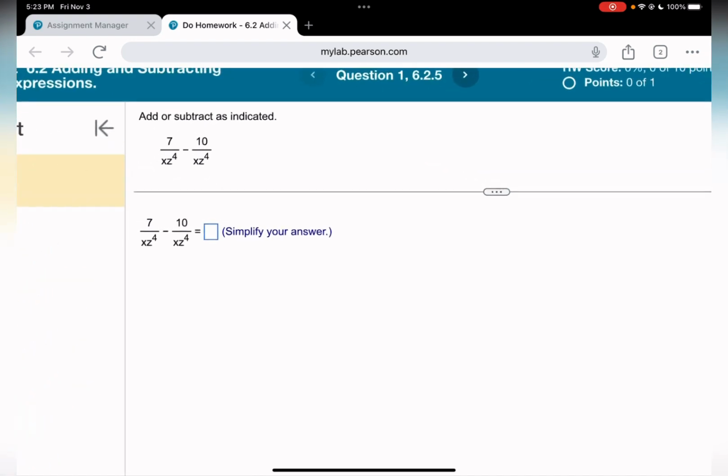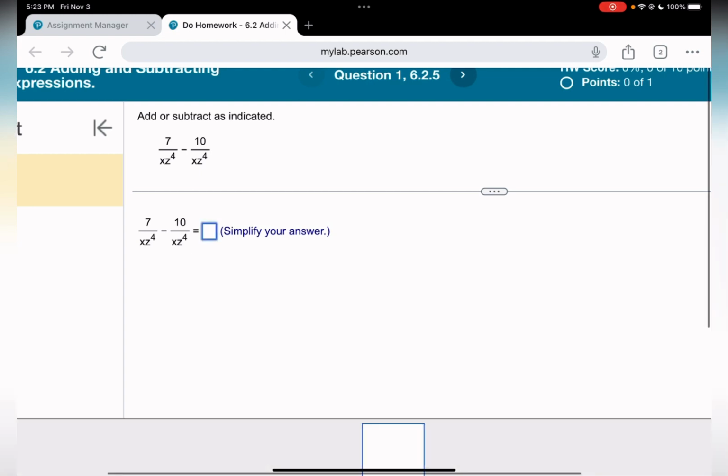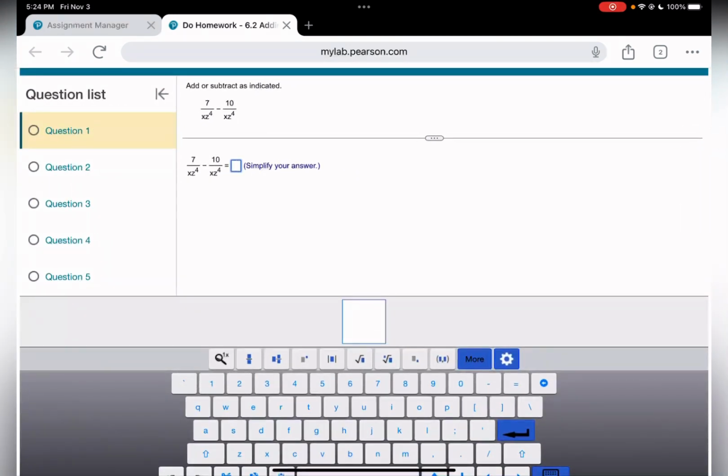Okay, for the first case, it's going to be very easy. The denominator is the same, xz to the 4, in the first term and in the second term. Since the denominator is the same, we can either add or subtract. So we're going to have 7 minus 10, which is negative 3, divided by x and z to the power 4 at the bottom.